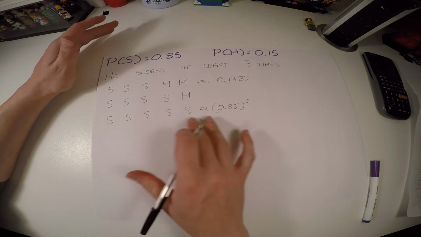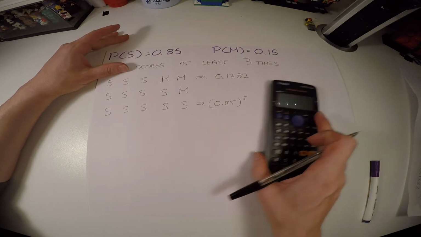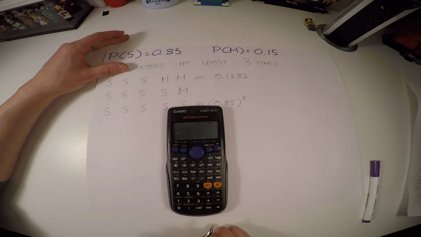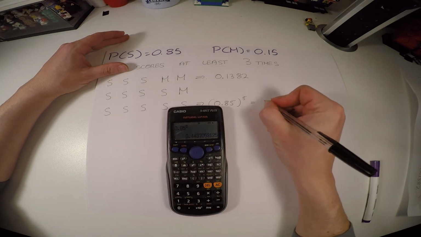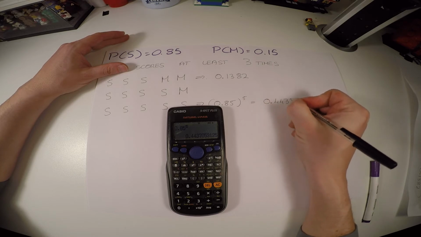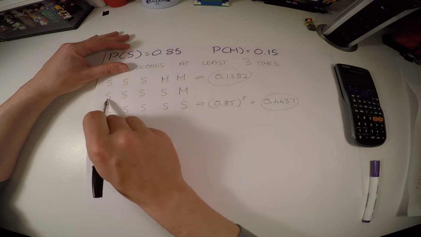And it doesn't matter what way you arrange them, they're always going to be the same. So there are no choose notation here. So let's get that. 0.85 to the power of 5. And that gives us, I'm going to stick to 4 decimal places, 0.4437. So I have this way and I have this way, but what about this way in the middle?